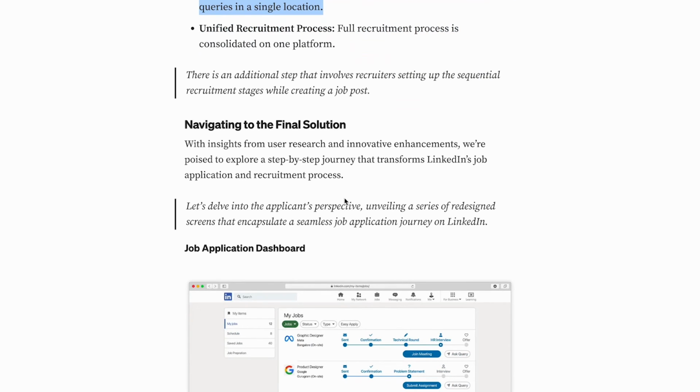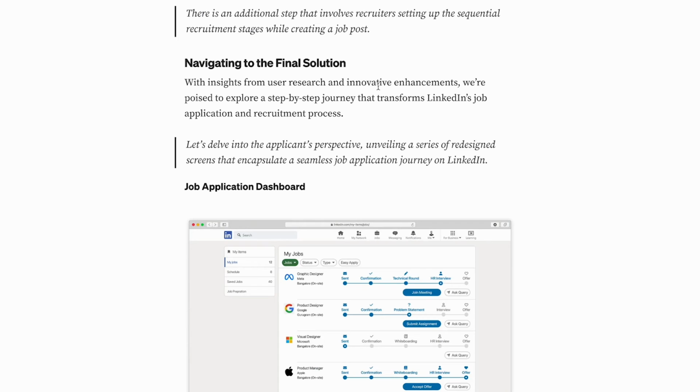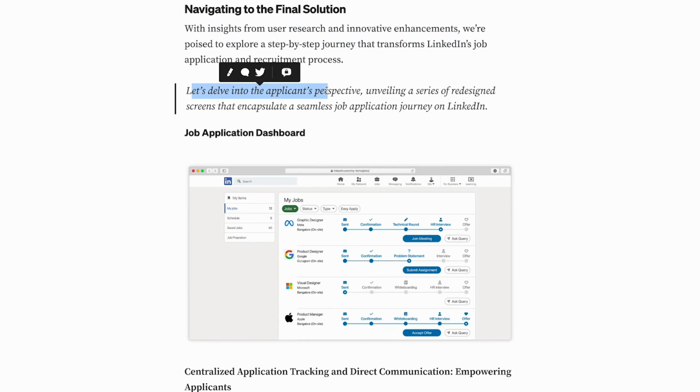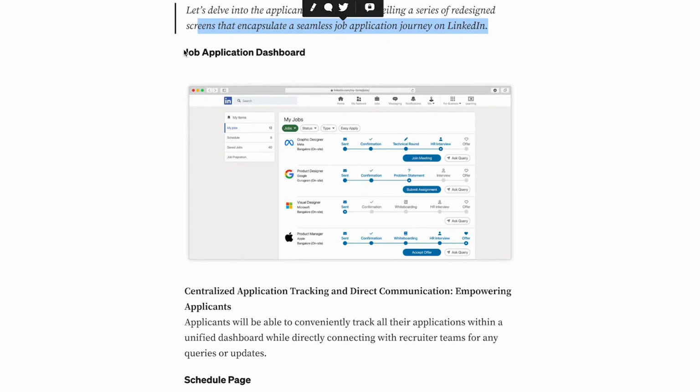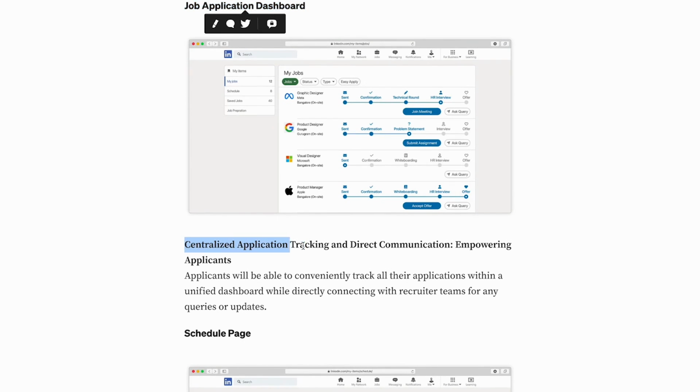Now, navigating to the final solution. Now here we come to the solutionizing part of it. With insights from user research and innovative enhancements, we are poised to explore a step-by-step journey that transforms LinkedIn job application. But anyway, let's delve into the applicant's perspective, unveiling a series of redesigned screens that encapsulate a seamless job application journey on LinkedIn. Now, here it says job application dashboard. Centralized application tracking and direct communication empowering applicants. Now, this feels like a very generic title. It doesn't really say anything helpful.